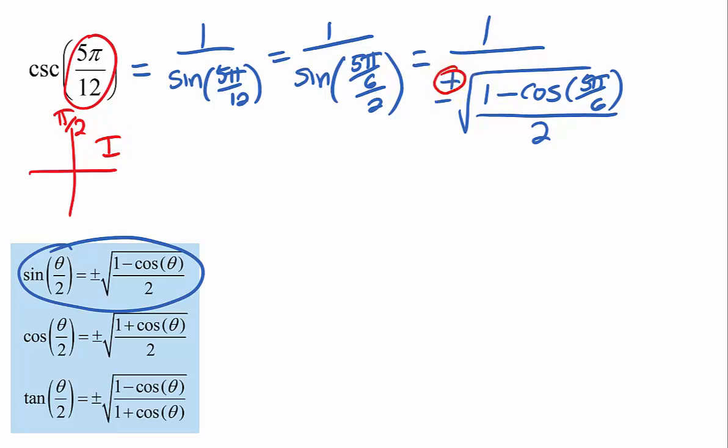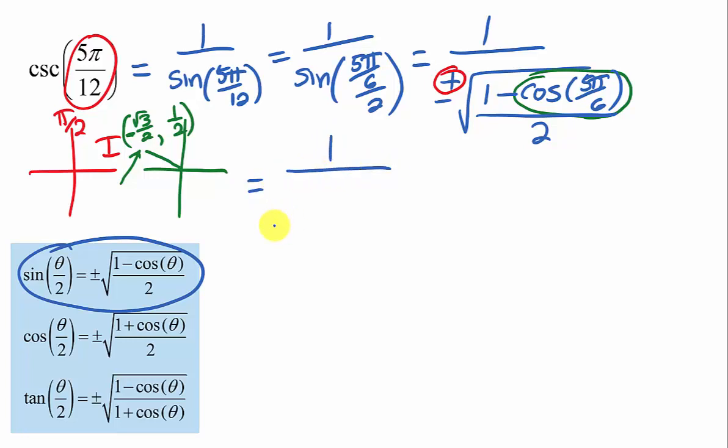Next thing I'm going to do is figure out what the cosine of 5 pi 6th is, and thinking of my unit circle, 5 pi 6th is right here, so that's bigger x, which is square root 3 over littler y, which is 1/2, and then in quadrant 2 x values are negative, and I need the cosine, so that's going to be negative square root 3 over 2. So this will equal 1 over the square root of 1 minus a minus square root 3 over 2, and that's over 2.